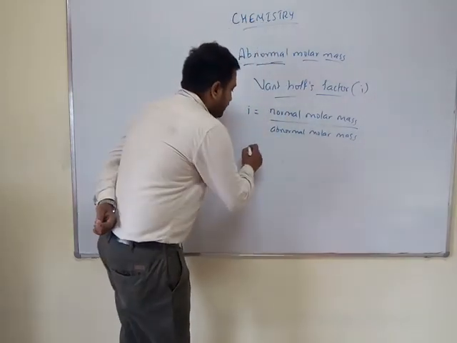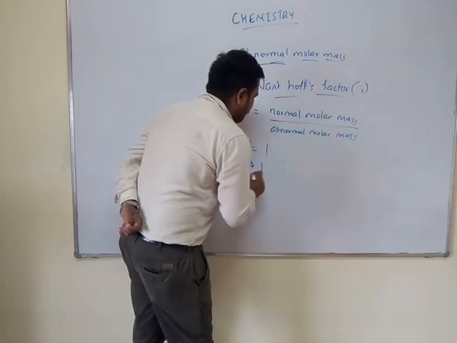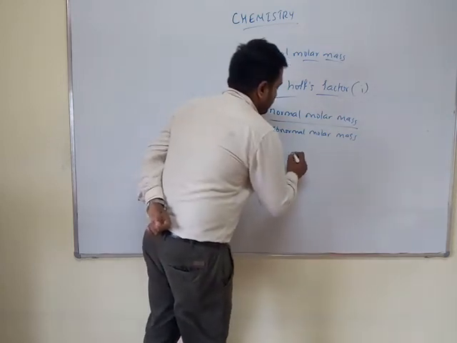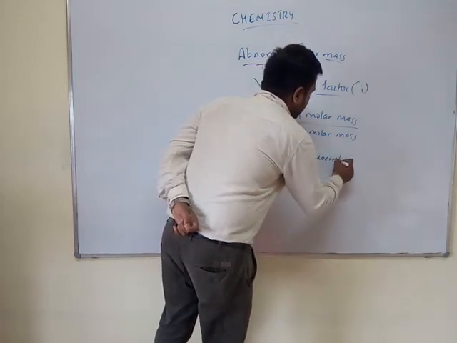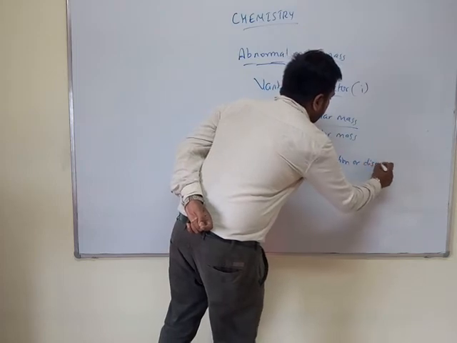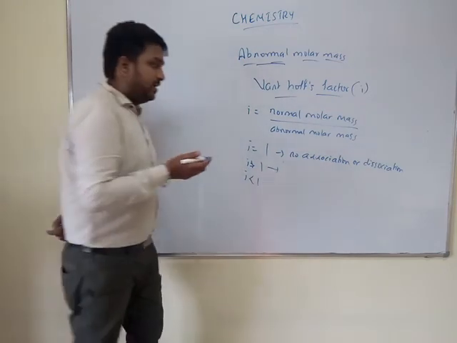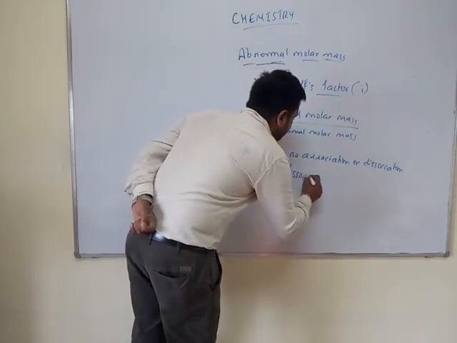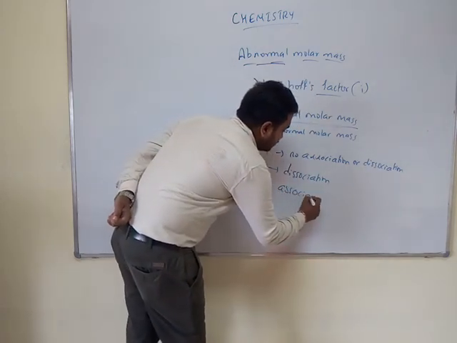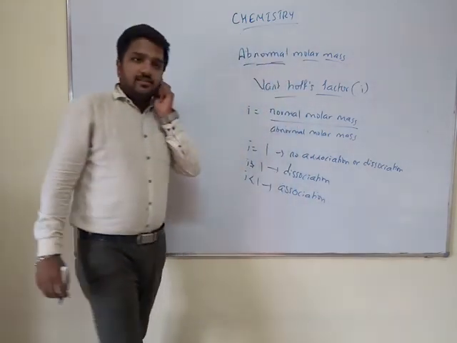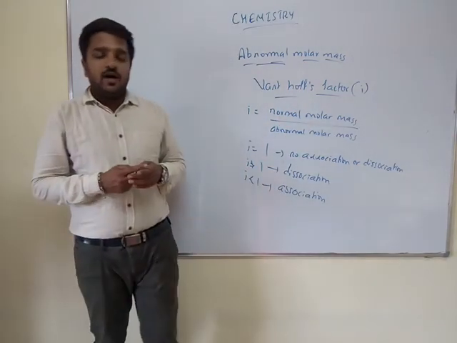Abnormal molar mass. If i equals 1, no association or dissociation has taken place. If i is greater than 1, it is dissociation. If i is lesser than 1, it is association. This is the concept behind Van't Hoff's factor. This is used to measure the abnormal molar mass.